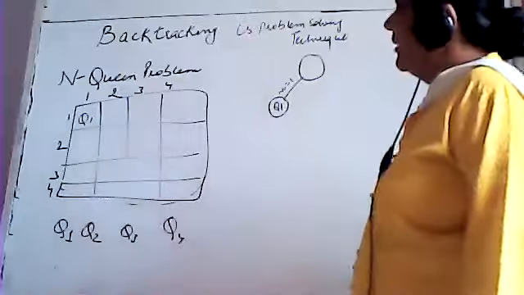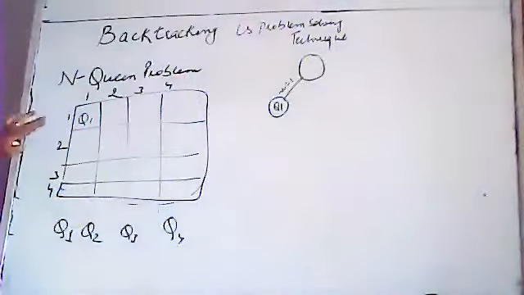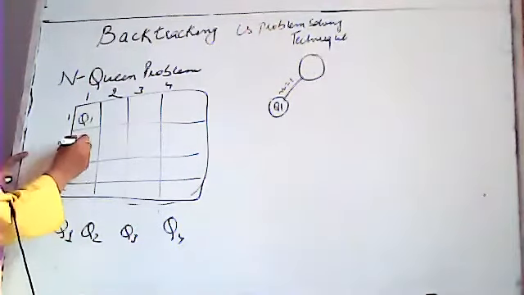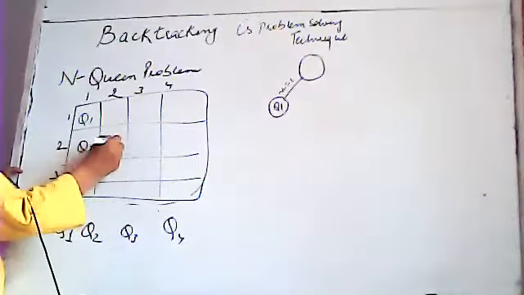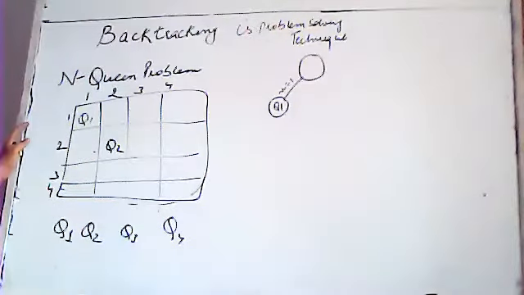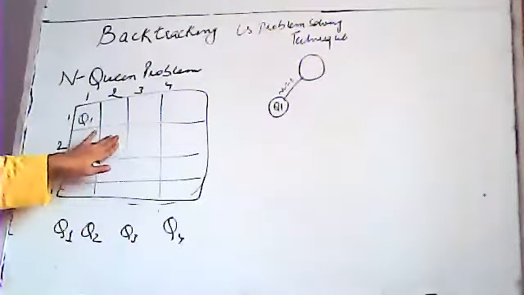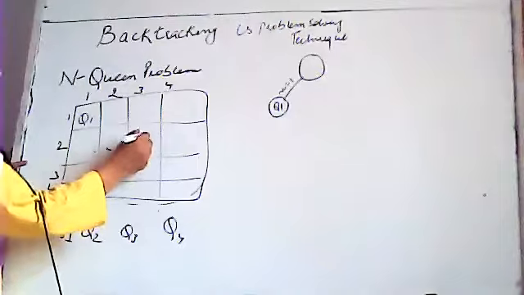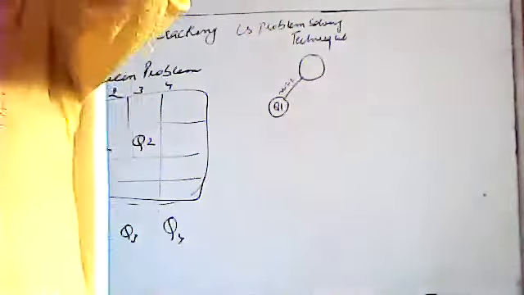Now where to put queen 2? The first queen is placed in first row and first column. We will move to the next queen. Can I put Q2 here? No, ma'am. Can I put Q2 here? No, because they are in the same diagonal, so they will be attacking each other. So I can put Q2 either in column 3 or column 4. Yes or no?